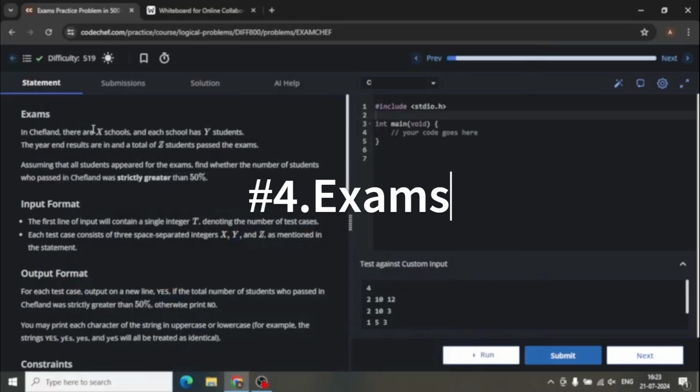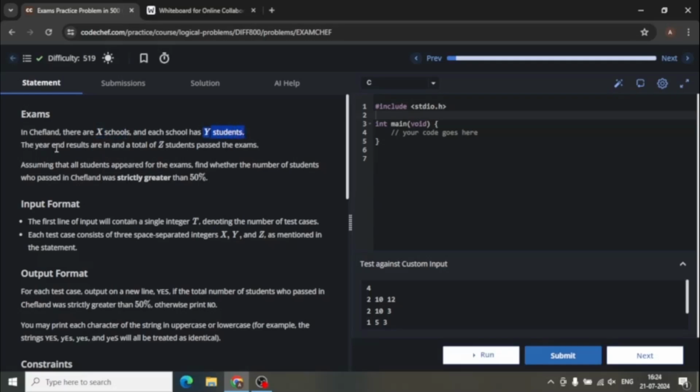Exams. In Chefland, there are X schools, and each school has Y students. The year-end results are in and a total of Z students passed the exams. Assuming that all students appeared for the exams, find whether the number of students who passed in Chefland was strictly greater than 50%.